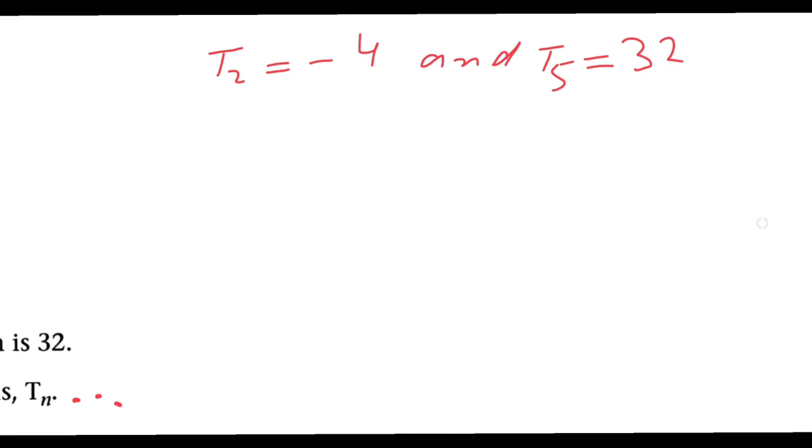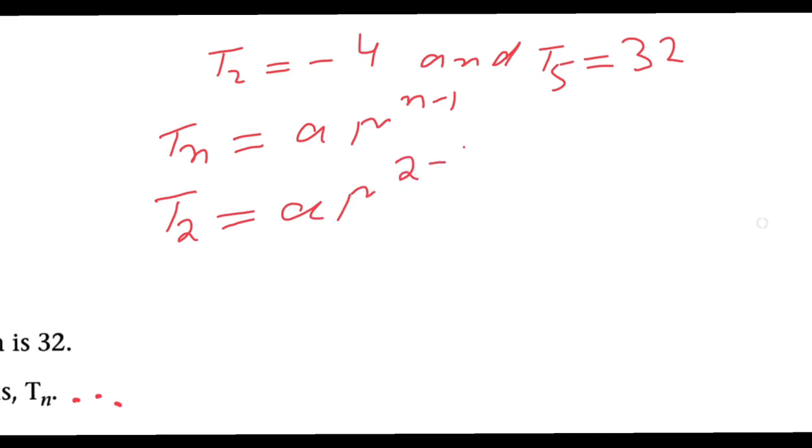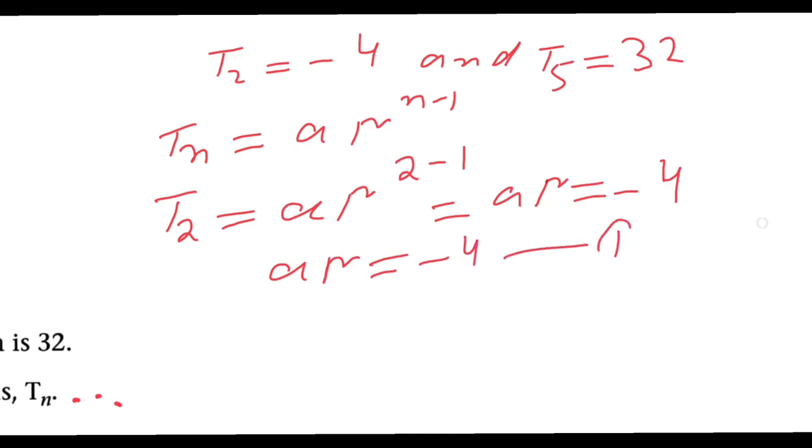So the following equations can be formed. For T2, we must remember we're going to use this formula now. Geometric sequence formula, Tn is equal to A R to the power n minus 1. So for T2, in place of n it's going to be 2. First term we don't know, A, ratio R to the power 2 minus 1, and that will be equal to A R, and T2 is equal to negative 4. So the AR is equal to negative 4. This is my equation number 1.